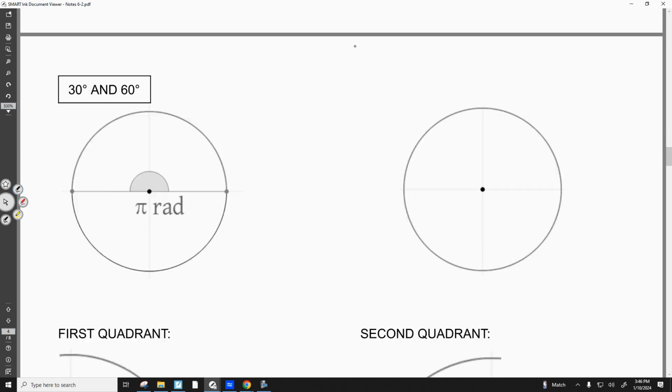So, again, counterclockwise, starting at 0, adding, clockwise, subtracting. We did it with angles, we can do it with radians. Remembering 180 degrees is pi.